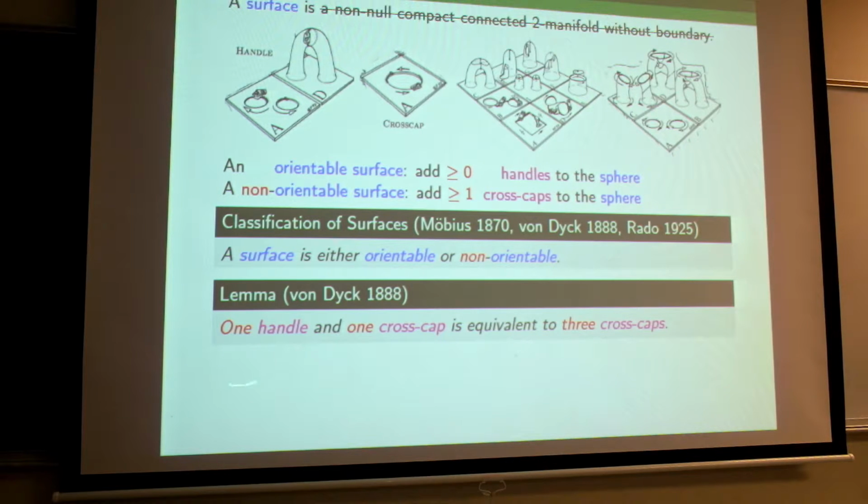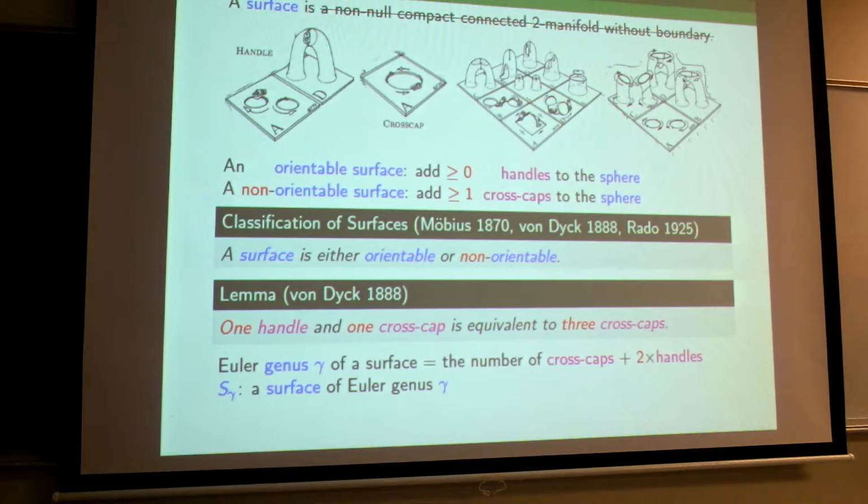Because if you start with a sphere and add 1 handle, that will be an orientable surface. And if you start with a sphere and add 2 crosscaps, that would be a non-orientable surface. So even though this statement looks bizarre, you can't simplify this anymore. You can't cancel out the 1 crosscap on each side.